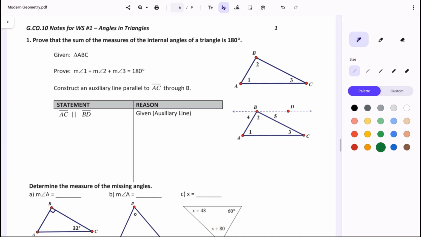We're going to be on this page here where it says at the top, angles in triangles.